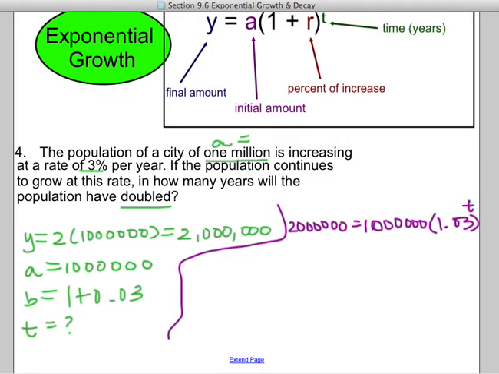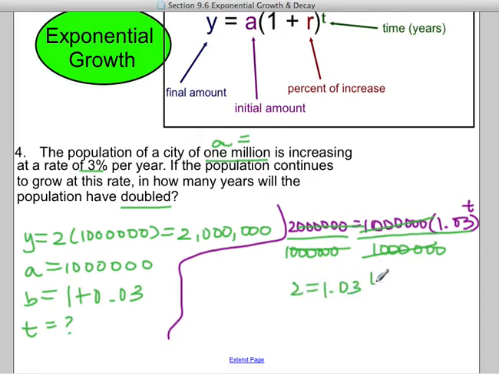All right, now this one is very similar to the first few where we don't know time, so we're going to have to eventually use logs. So first things first, divide by 1 million. My millions will cancel. And all my zeros here will cancel. So I'm just left with 2 is equal to 1.03 to the t. In order to solve this, I would take log on both sides. So I have log of 2 is equal to log of 1.03 to the t.